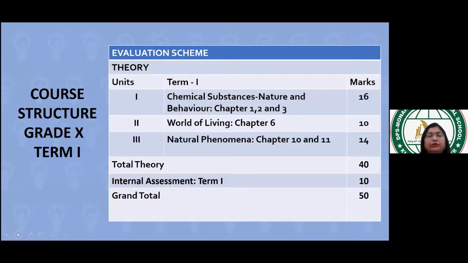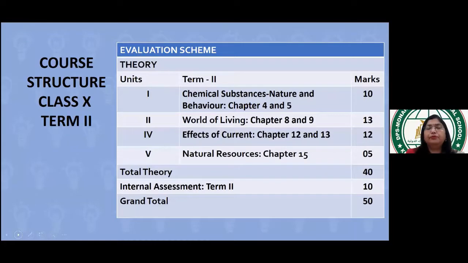So the total theory marks come to 40 marks. 10 marks will be given for the internal assessment, where the grand total will become 50 marks. Similarly, in term 2 also, the units are 1, 2, 4 and 5.